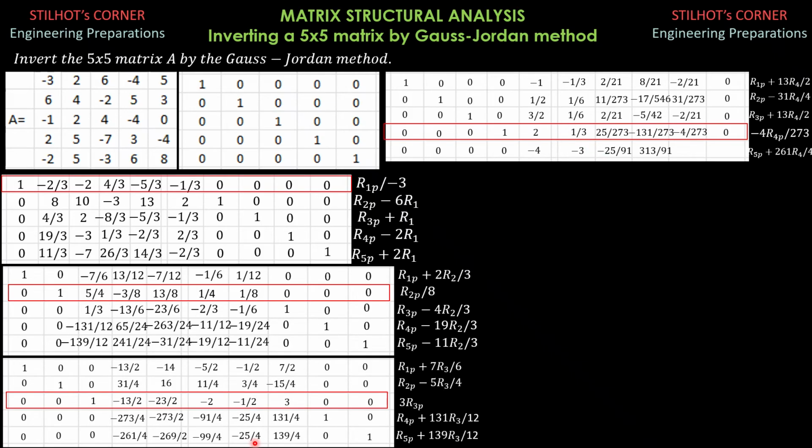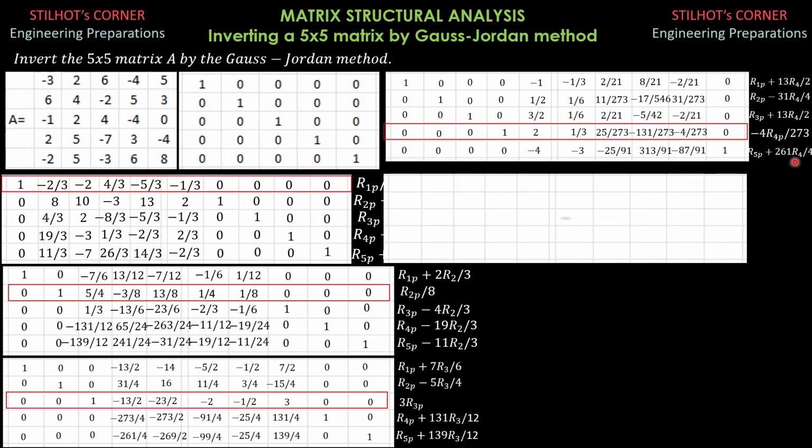Negative 25 over 4 plus 261 over 4 of 25 over 273, that's negative 25 over 91. Then 139 over 4 plus 261 over 4 times negative 131 over 273, that's 313 over 91. Then 0 plus 261 over 4 times negative 4 over 273, that's negative 87 over 91. Then 1 plus 261 over 4 of 0, which is 0, so it's still 1.